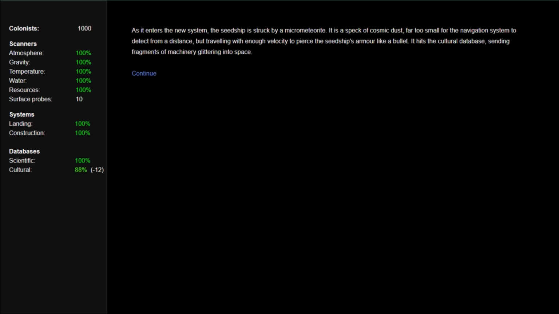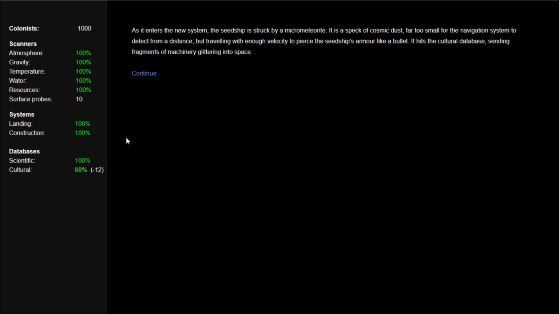As it enters a new system, the seed ship is struck by a micrometeorite. It's a speck of cosmic dust, far too small for the navigation system to detect from a distance, but traveling with enough velocity to pierce the seed ship's armor like a bullet. It hits the cultural database, sending fragments of machinery glittering into space.